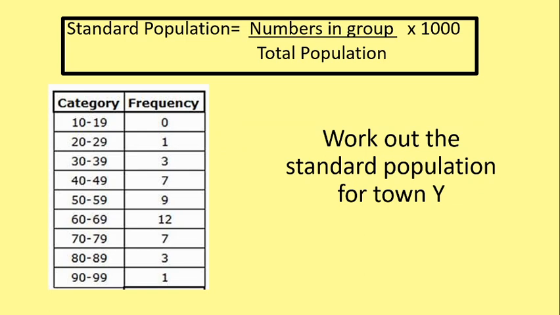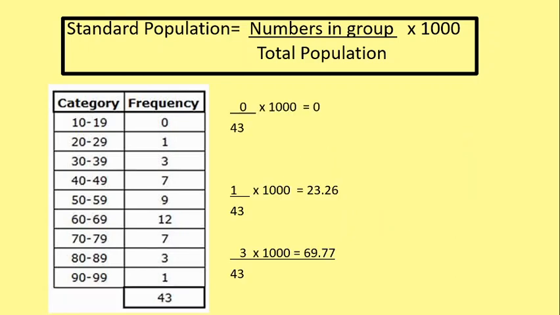Right. Work out the standard population for town Y. And let's say the one on the left is town Y. It's a very small town. Okay. So for each category, I'd have to do the numbers in a group divided by the total population times 1,000. I'll let you have a bit of time to try and work it out. Pause the video if you need to.